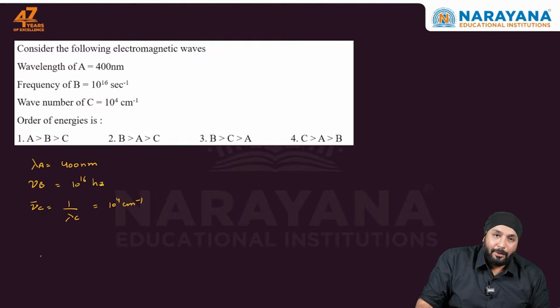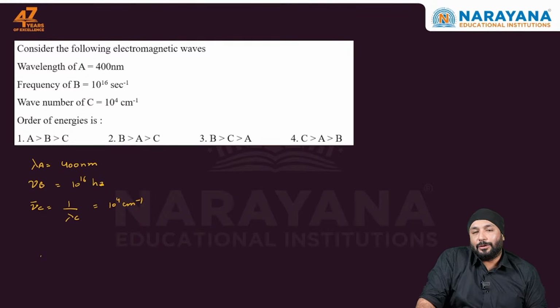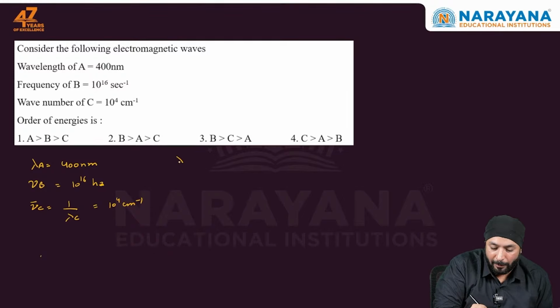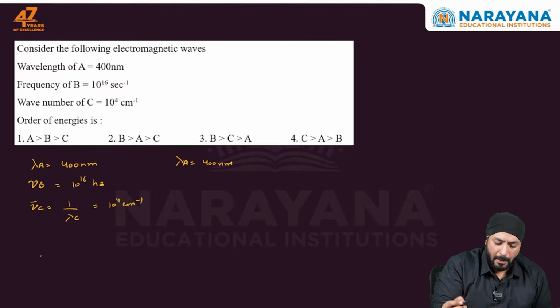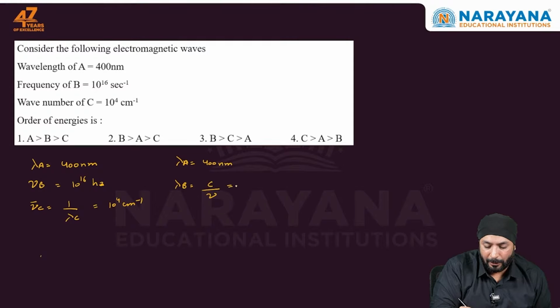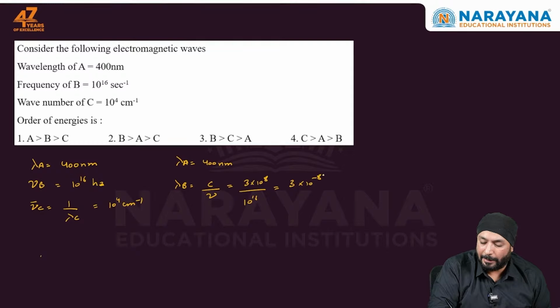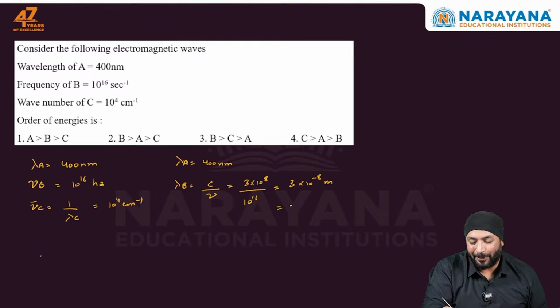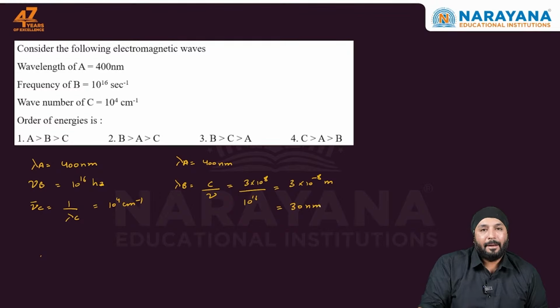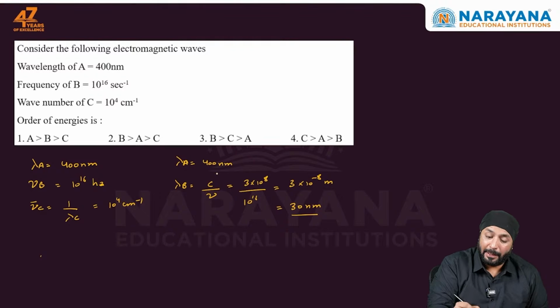So they want the order of their energies. We know that energy is inversely proportional to wavelength. We already have the wavelength of A, lambda A is equal to 400 nanometer. So lambda B will be equal to c by nu, which comes out to be 3 into 10 raised to power 8 divided by 10 raised to power 16, which is 3 into 10 raised to power minus 8 meter, which is equal to 30 nanometer. So we got the wavelength of B in nanometers. We are making the units the same so that you can analyze it properly, right.